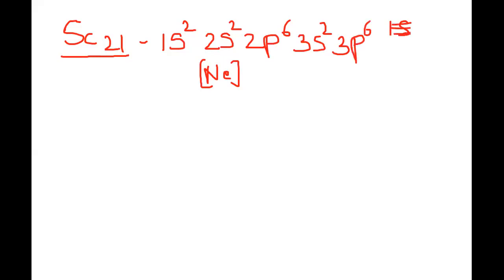Let me erase this here. 3p6, so it is 21. So it is now 19. Then it is going to be 4s2, so this makes it 20. And then the next one is 3d1. So what is the set of quantum numbers for the valence electron with atomic number 21?